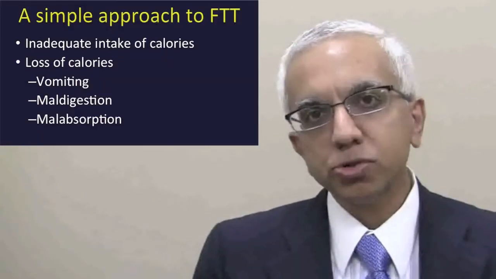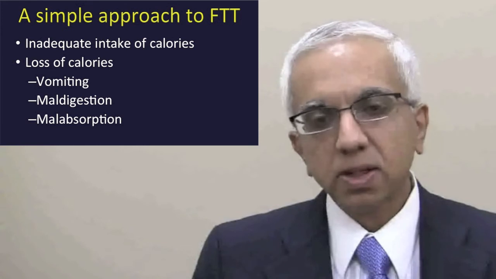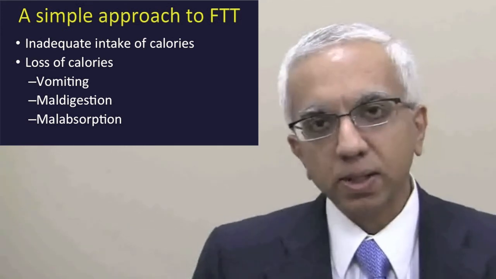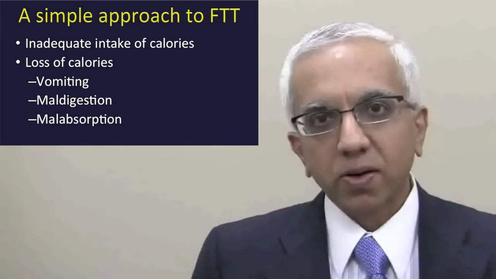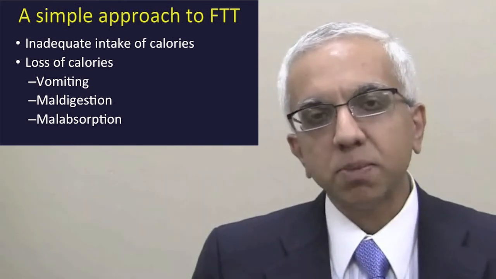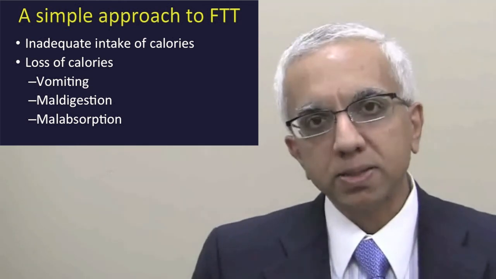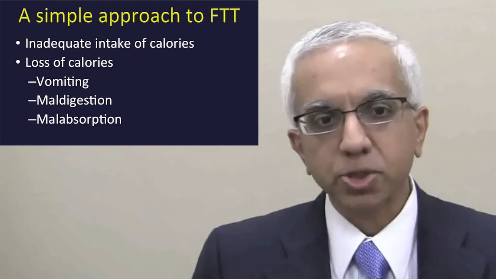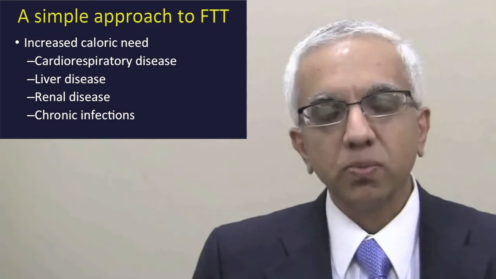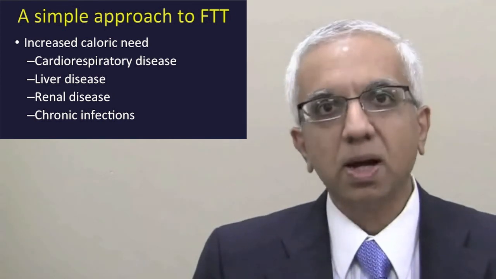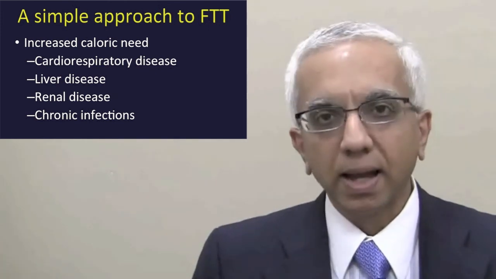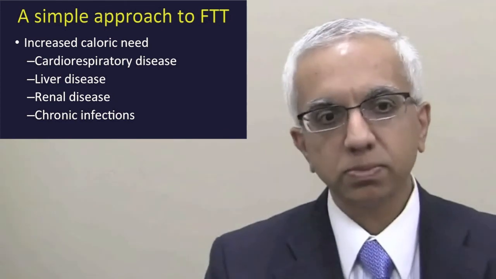A simple approach to failure to thrive is, firstly and most importantly, 90% of children or more actually have an inadequate intake of calories. Loss of calories tends to be the other most important problem. This is usually manifested by vomiting and diarrhea, diarrhea being a surrogate for maldigestion and malabsorption. Occasionally, there is increased caloric need. This is in children with overt cardiorespiratory disease, chronic renal or hepatic disease, and children with chronic infections.